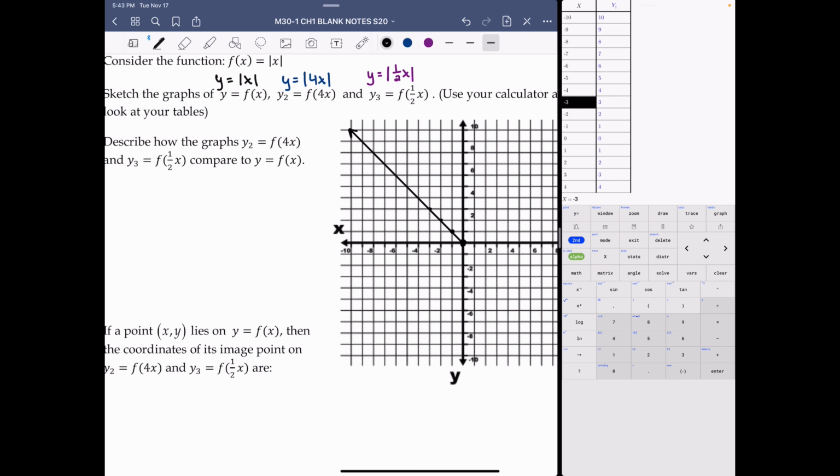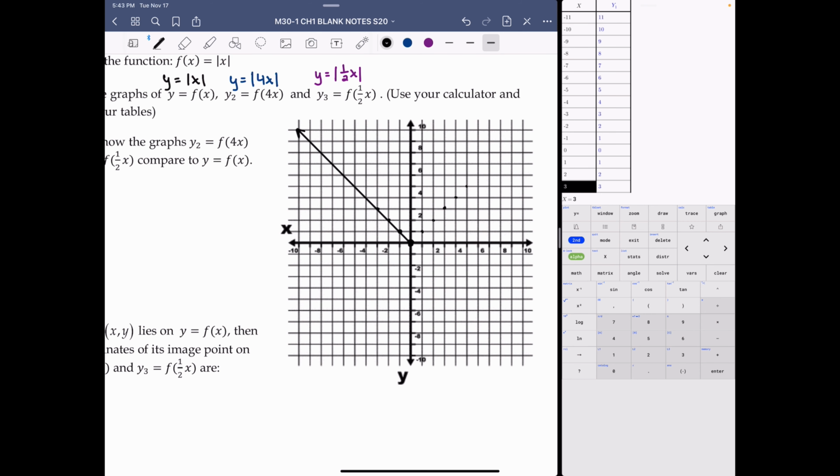And then going the other direction, when x is 1, y is 1. When x is 2, y is 2. When x is 3, y is 3. When x is 4, y is 4, and so on. So we have a line going up 1 over 1 to the right. That is the graph of our function y equals absolute value of x.